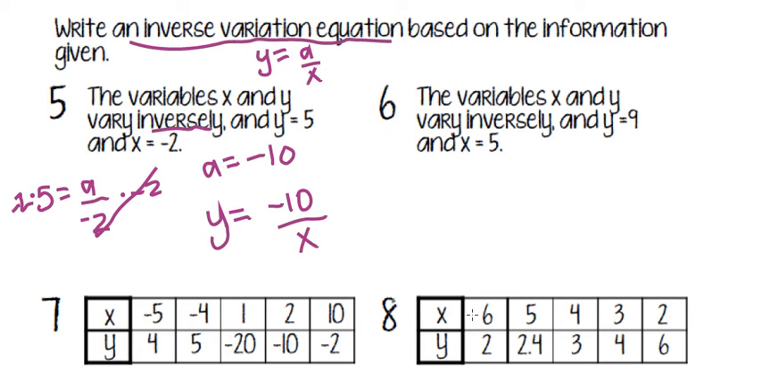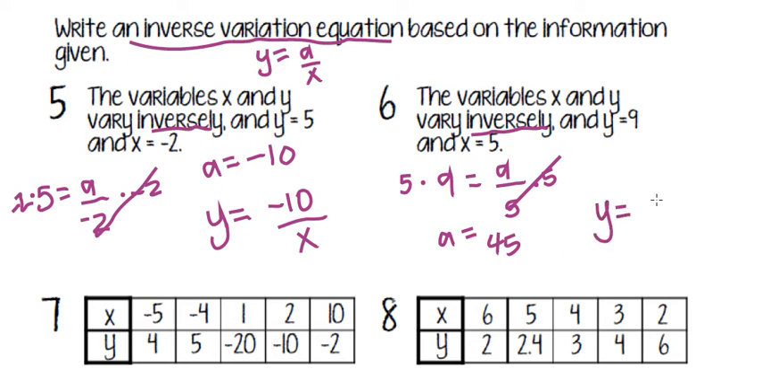So number 6 is exactly the same here. It tells you that you've got two variables that vary inversely. So that's going to be asking us to write it in this form, y equals a over x, and it gives us a y and it gives us an x. So I know I'm going to set y, which is 9, equal to a divided by x, which is 5. So to get a by itself, I'm going to multiply both sides by 5. So here I get that a is equal to 5 times 9, which is 45. So when I go to write my inverse variation equation, I get that y is equal to 45 divided by x.